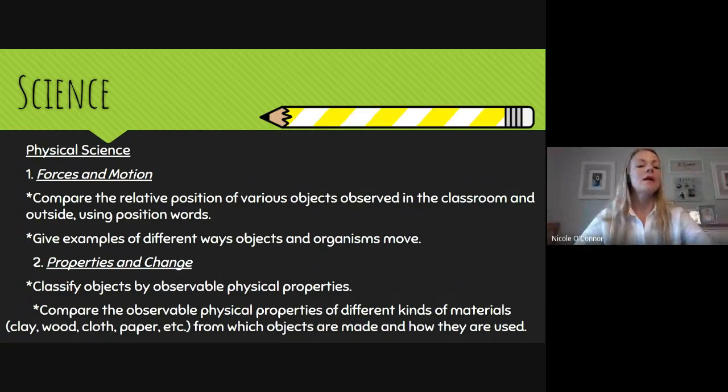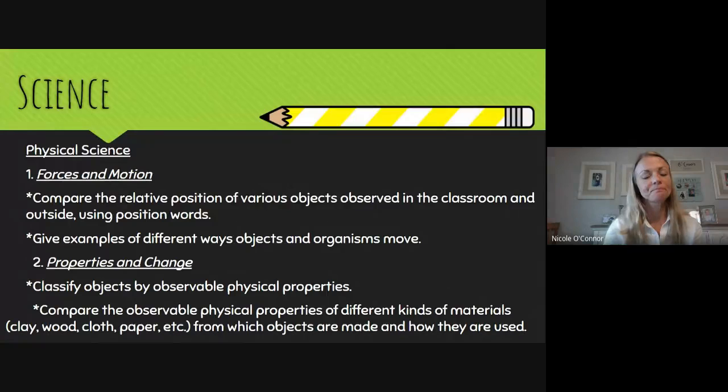All right, so now we're on to science. And one of our areas in science is physical science. So right now, that's what we're discussing. We're talking about forces and motion.